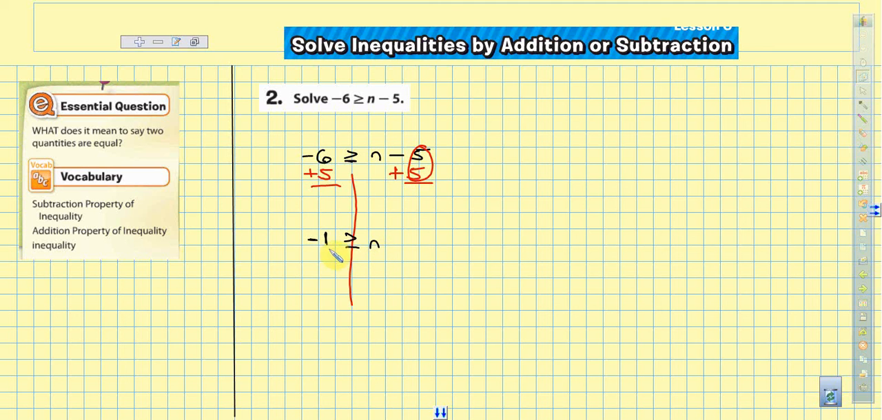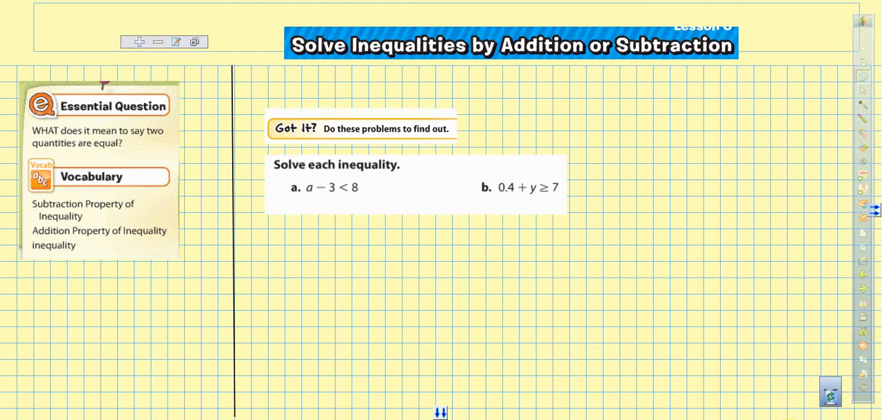Okay, well, what does that mean? That means that negative 1 is larger than or equal to n. So n could be negative 2. n could be negative 3. It could also be negative 1. So it's a range of numbers. Not like the equations, you get a range of numbers to make this solution. Let's have you try one.